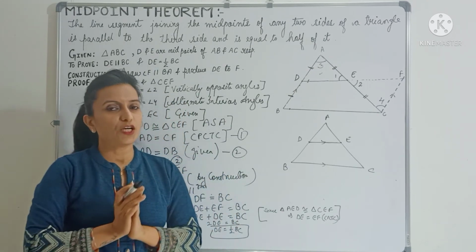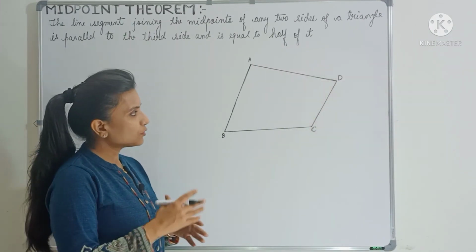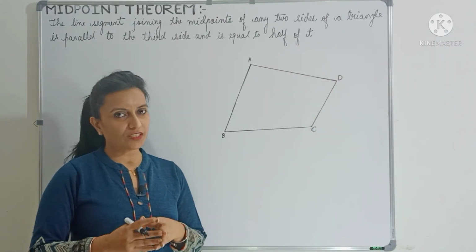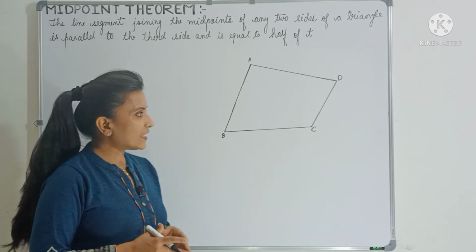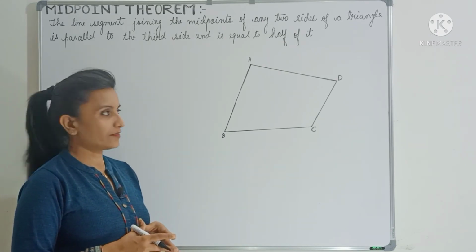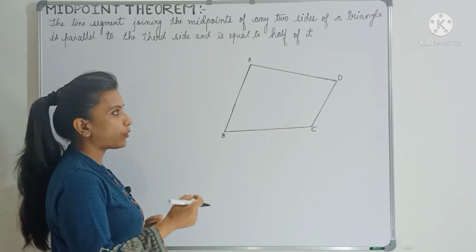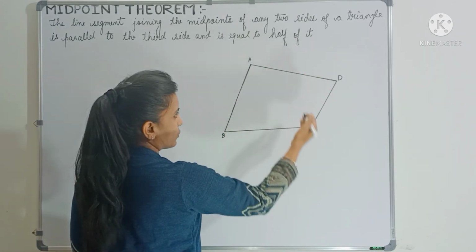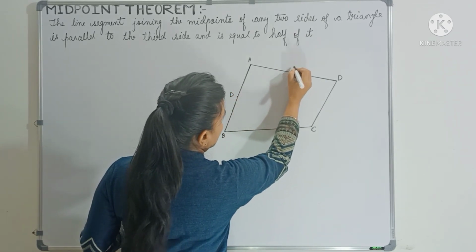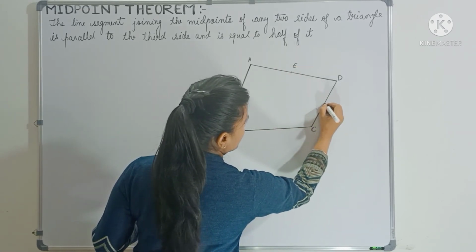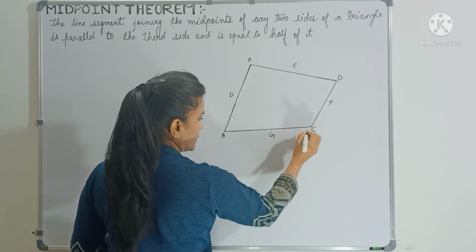Now let's use this theorem to solve the children's problem. Here these children have got a quadrilateral shaped cardboard and they have to cut out a parallelogram from it without using a protractor and compass. So let's see how the midpoint theorem helps in that, right? For that, the first step is you have to take a scale and find the midpoints of each side of this quadrilateral. So let's say D is the midpoint of AB, E is the midpoint of AD, F is the midpoint of CD and G is the midpoint of BC, right?